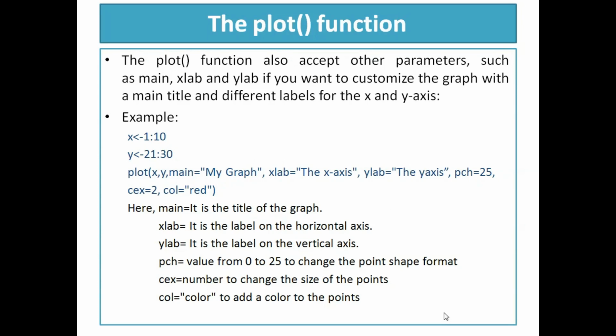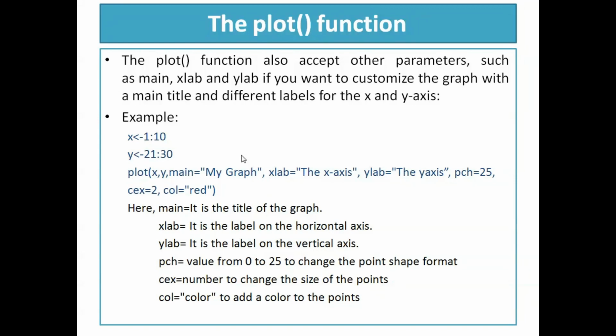Now, the plot function accepts several other parameters which are very useful. You can see here in this particular R code where I am plotting two vectors. One is x, another is y. Vector x takes the values from 1 to 10 and vector y takes the values from 21 to 30. And now I am giving the title of the graph as my graph. So the parameter for it is main. If I write main equals to the title which I want to show, then it will show it.